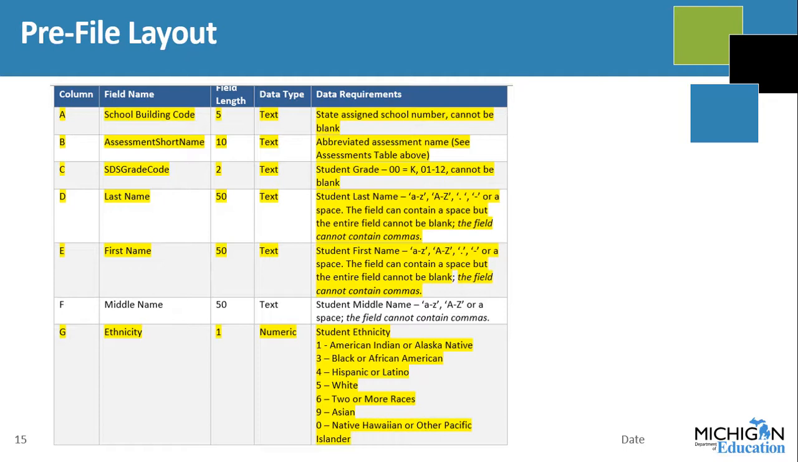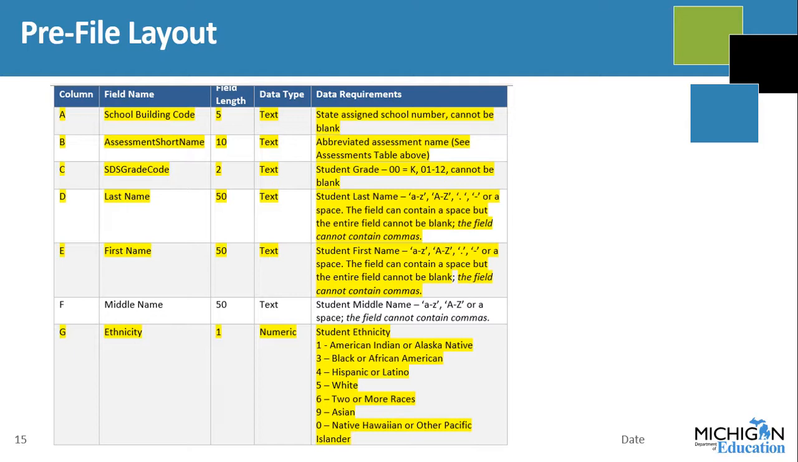This is just a partial screenshot of the pre-ID file layout. As you notice, it will give you the column, the field name, the length of the field, and the data requirements. Notice the ethnicity is a numeric field for this file.